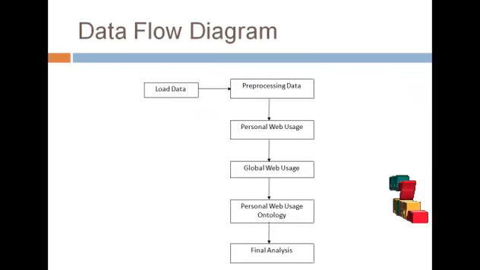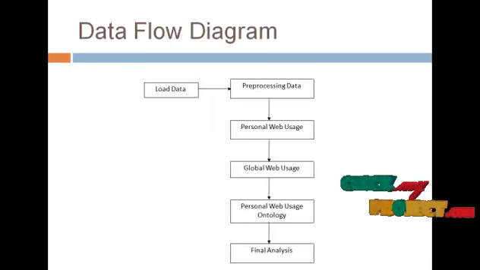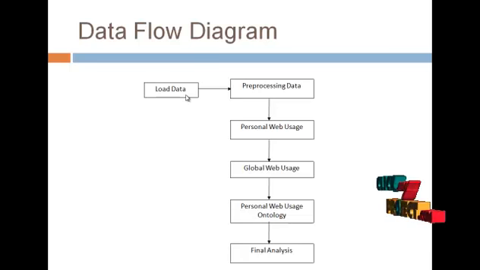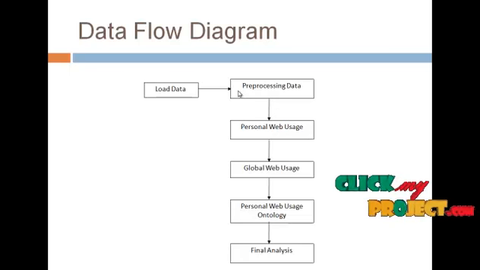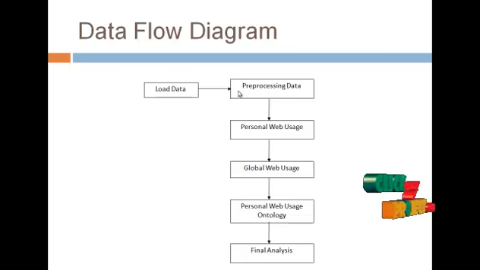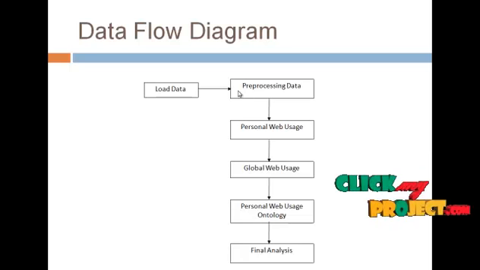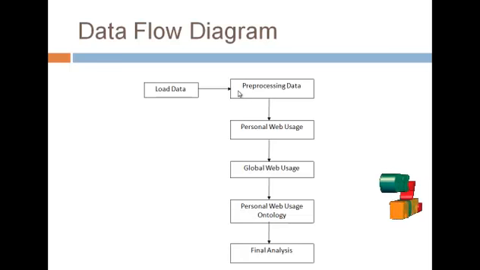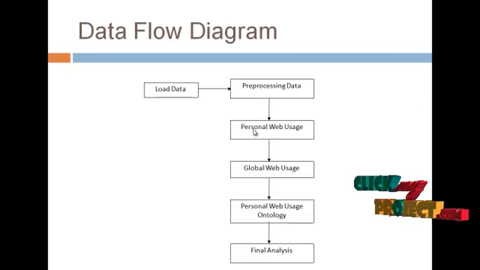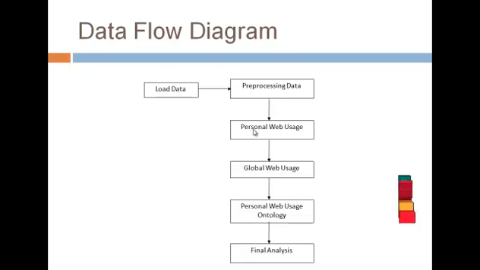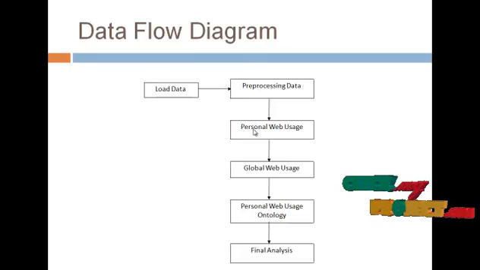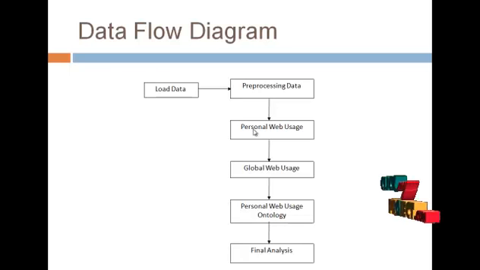Now going to explain the data flow diagram. In this project, first we have to load a customer behavior dataset, then pre-process the data. Pre-processing means we have to remove all unwanted details; the fields needed for our project should be extracted from the original dataset. Then do the personal web usage. Here we describe resource and periodic attributes. These two attributes are used to describe the personal web usage activity.